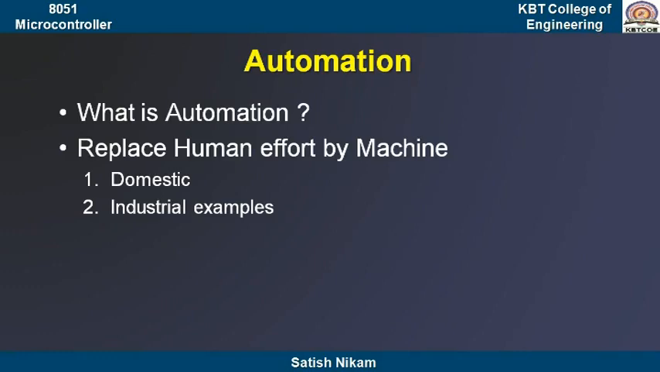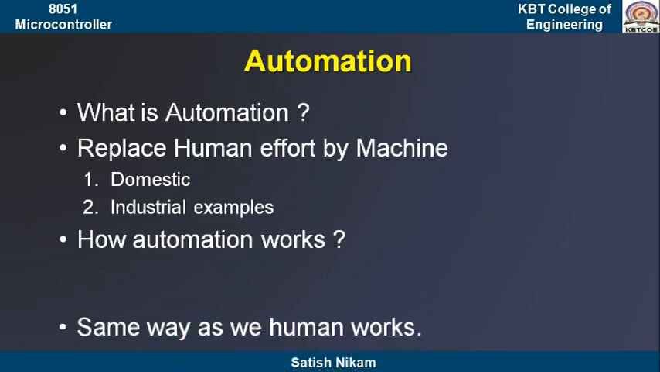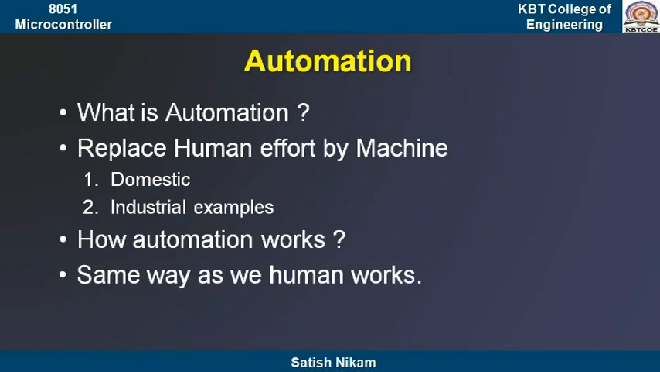The next thing is how automation works. This is the next question. As we human beings have prepared the automation, automation works in the same way as we human beings work. We take a simple example: we have to cross a road. So how will we cross the road? You can pause the video here and think about the process of how we cross the road.